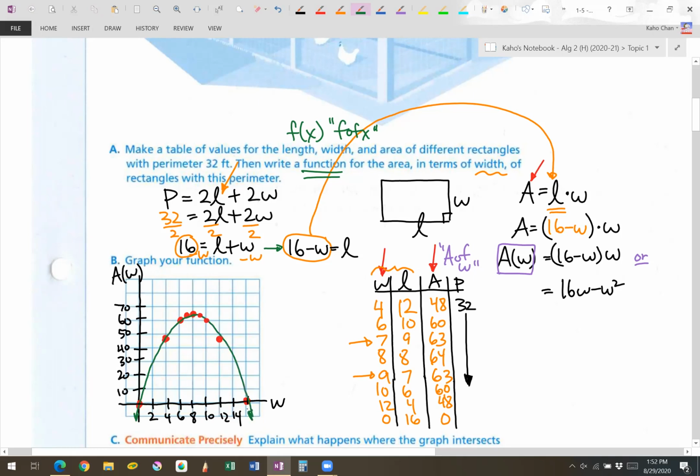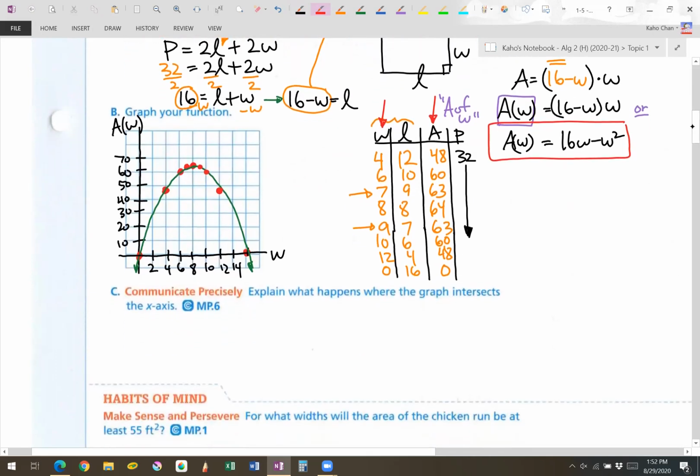Very cool. Not only do we have a function in terms of w, we now have a table, and we have a graph that represents our problem. All right, explain what happens where the graph intersects the x-axis. Oh, I kind of mentioned that. When it intersects the x-axis, these 2 points right there, the area equals 0 because one of the sides equals 0.